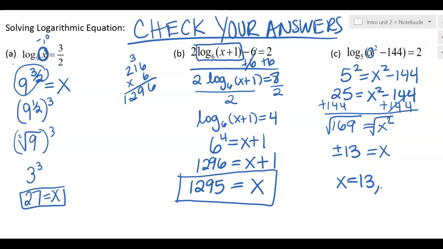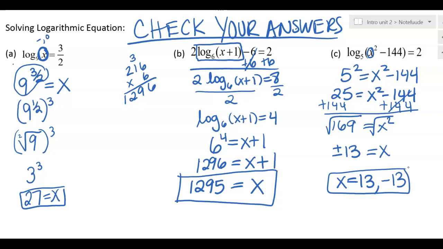What about negative 13? So negative 13 squared is 169 minus 144 is still positive 25. So even though the answer was negative, 13 and negative 13 both work because of what it looked like when I plugged it back in. Is that okay with everyone? But do we understand the emphasis to check?